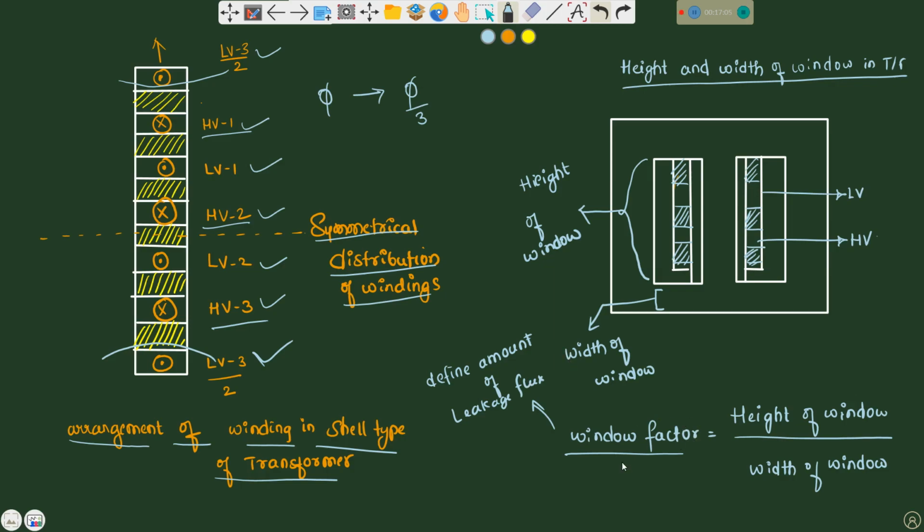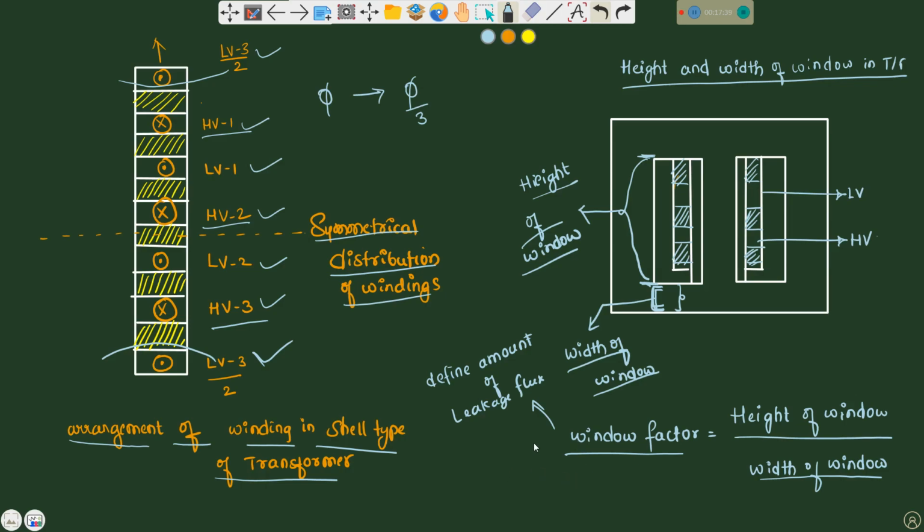So winding factor is calculated as height of window divided by width of the window. Here you can see the same thing we are placing on the middle limb or central limb of the shell type transformer. From here to here it is called the height of the window, and the remaining part, from here to here, is called the width of the window.